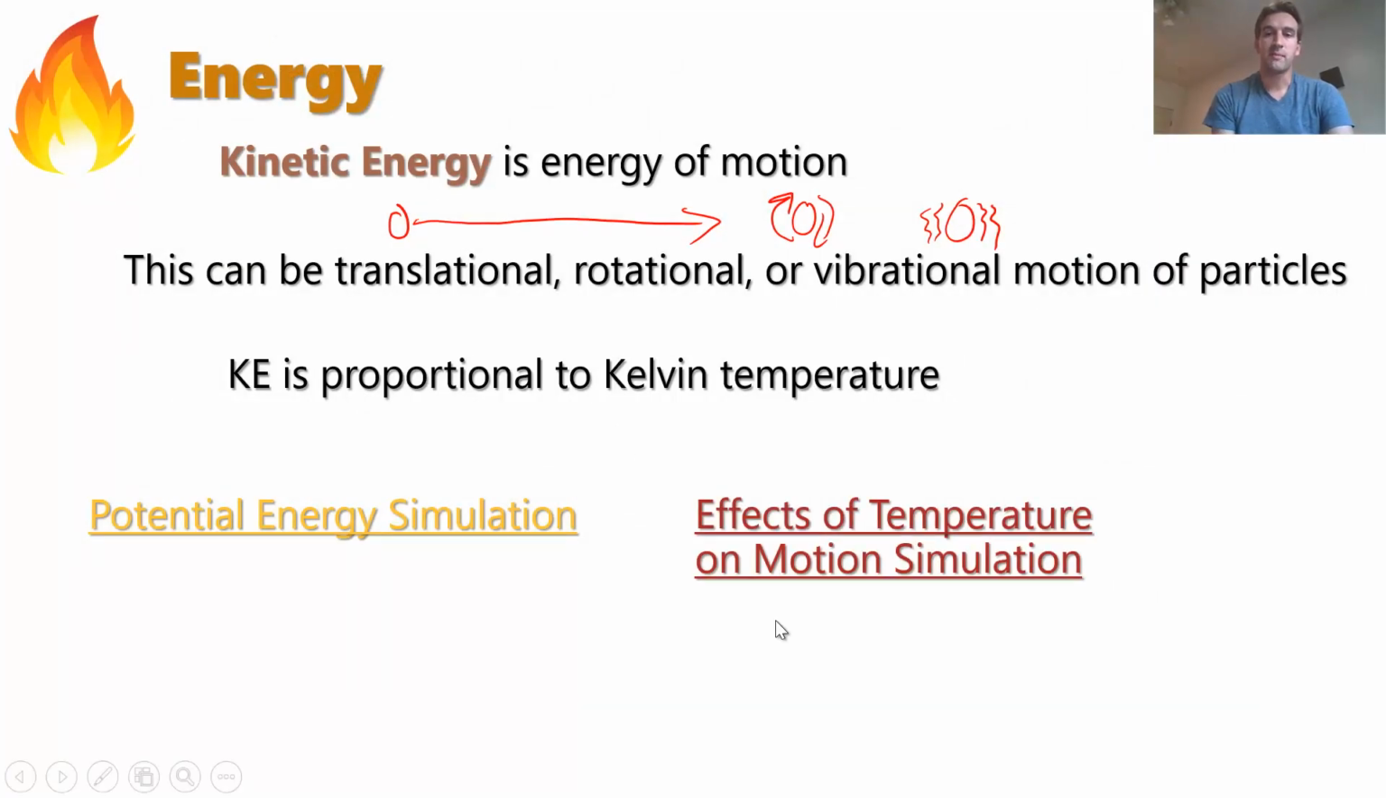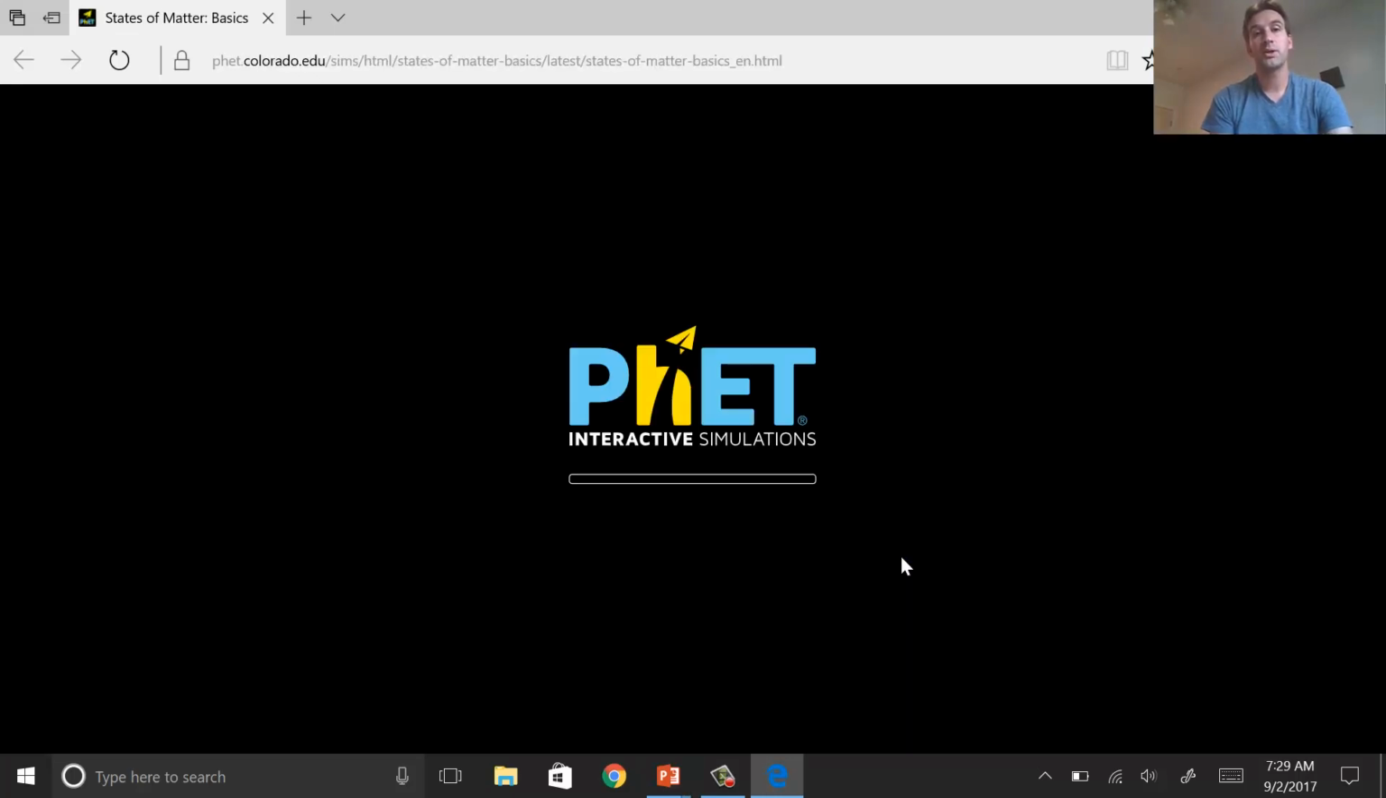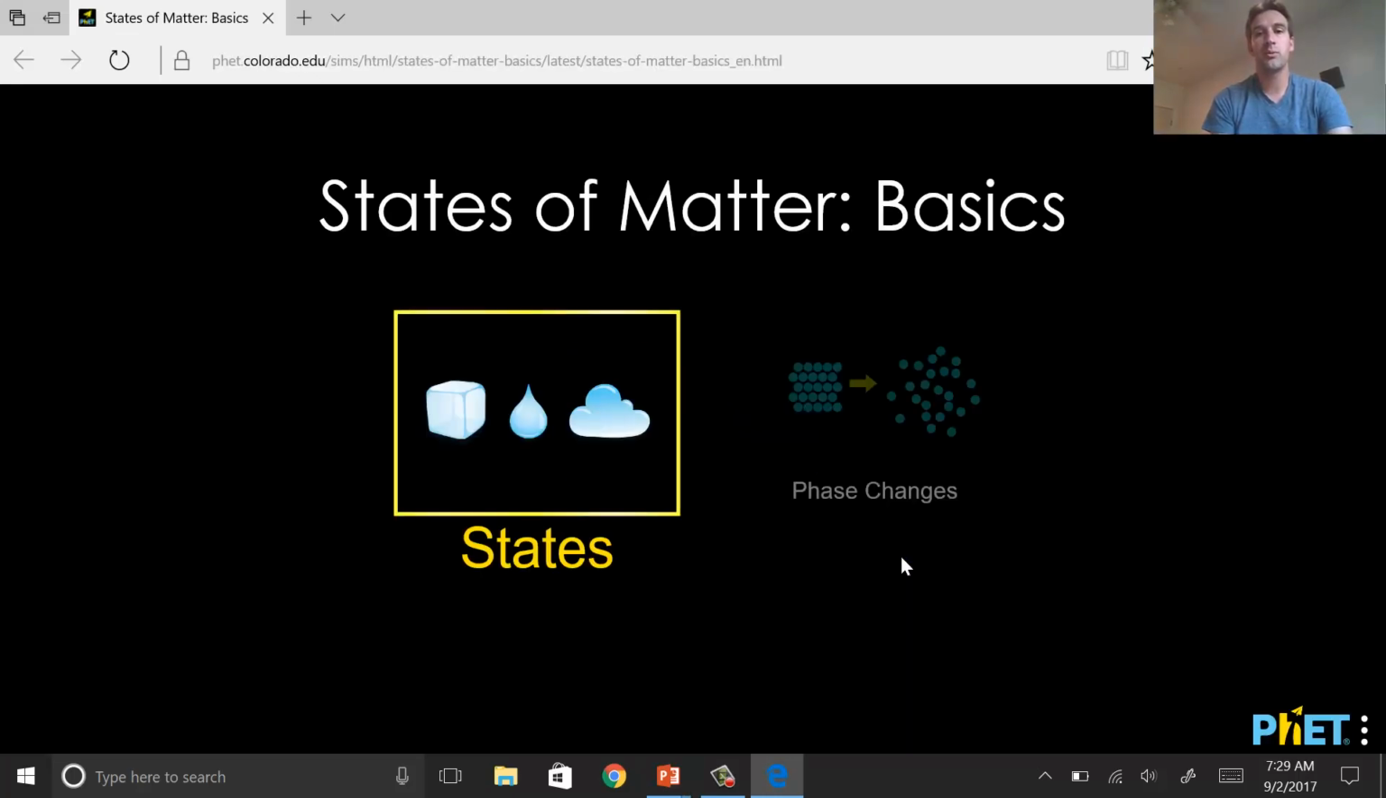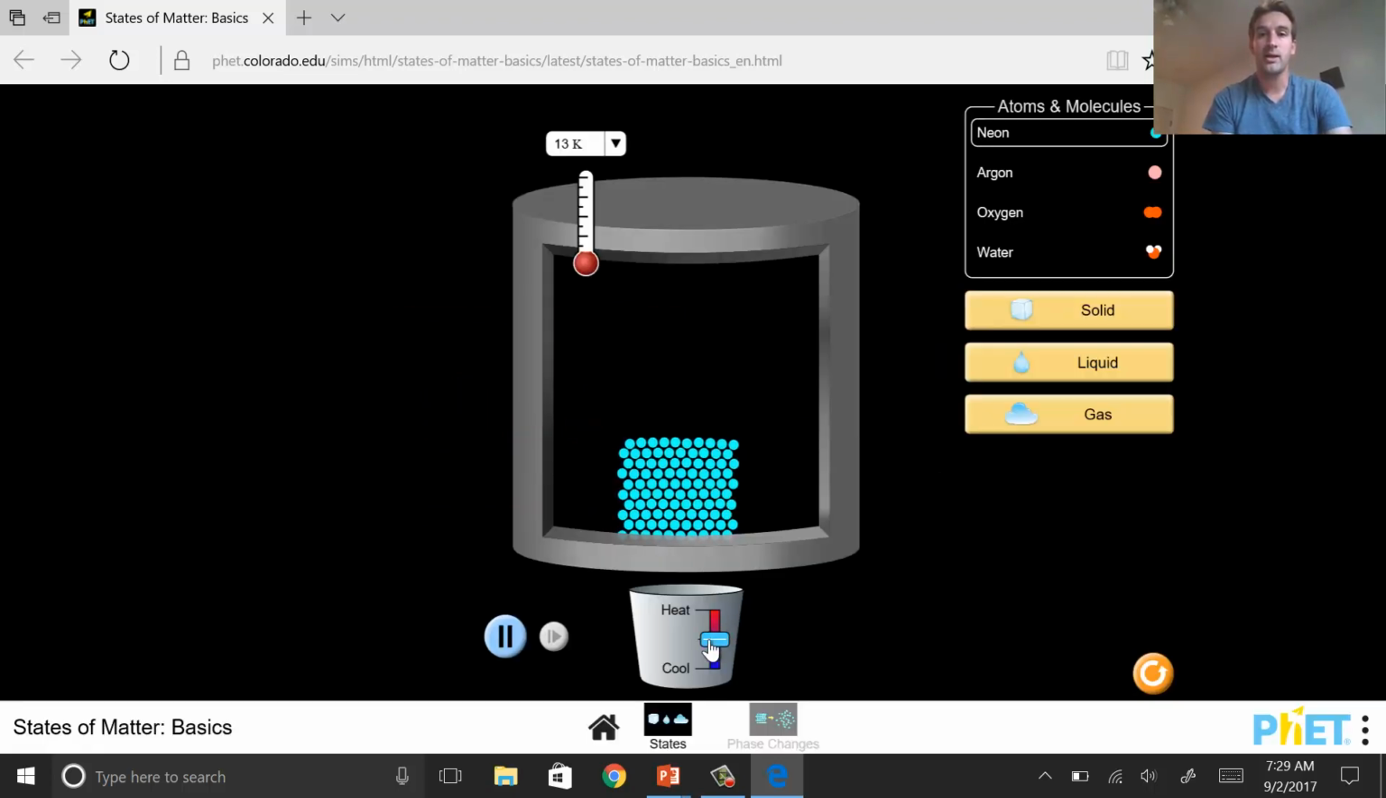So the next thing is, let's talk about, remember, the effect of temperature on motion. So we've seen that there are these three motion types. What we want to do is look at what would happen if I were to go ahead and add heat, add energy to this current system.